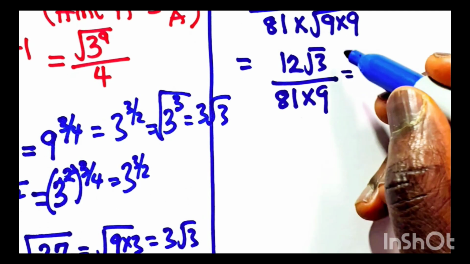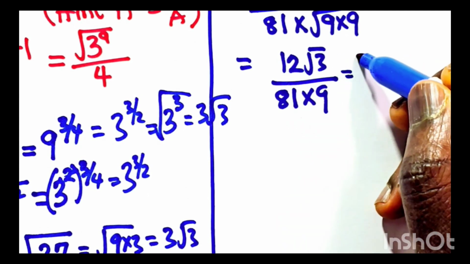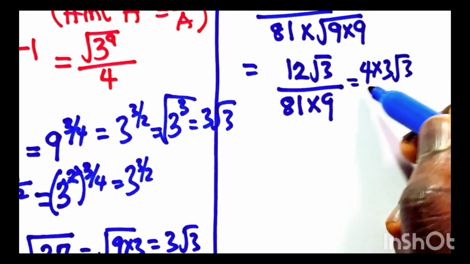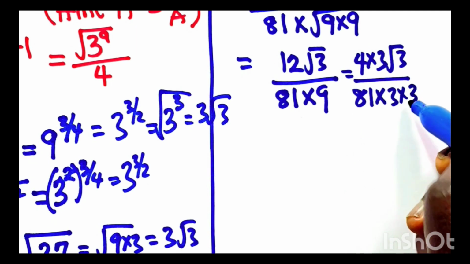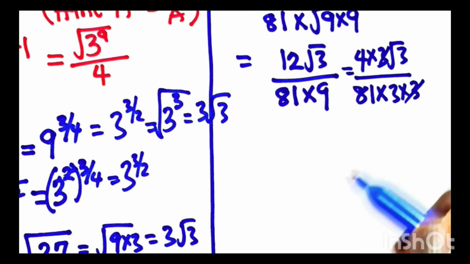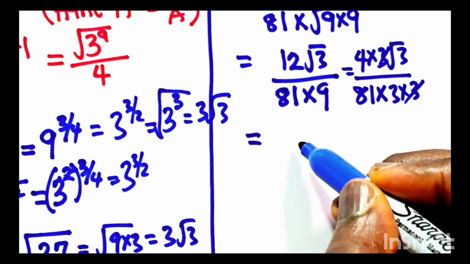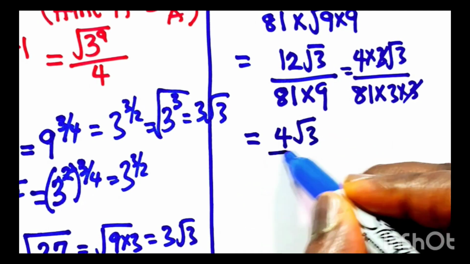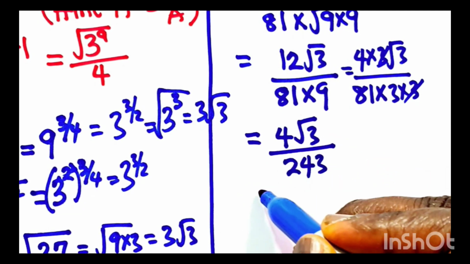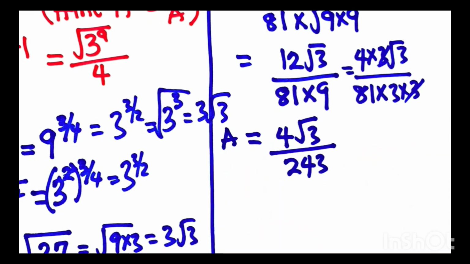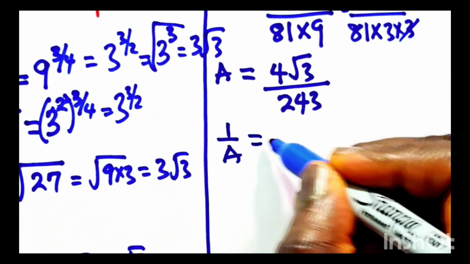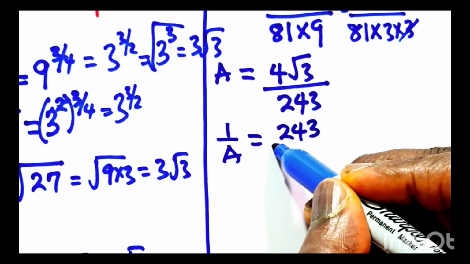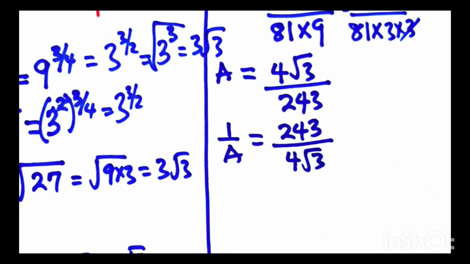So we can split this, because we can say this one also can give us 4 times 3 root 3 divided by 81 times 3 times 3. So in that way, 3 cancels here, 3 cancels in there. So we should be having 4 root 3 divided by 243. So that means that A equals 4 root 3 divided by 243. In that sense, 1 over A, or A inverse, is going to give us 243 divided by 4 root 3.